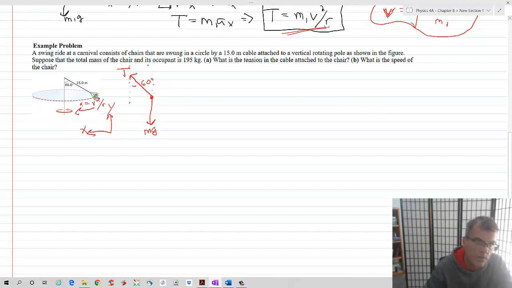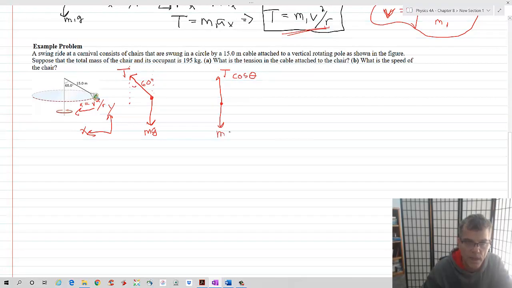So I'm going to break this up. Here is my hypotenuse. This is my adjacent side, so it's going to be T cosine theta, where theta is 60 degrees. I've got mg, and I've got T sine theta.